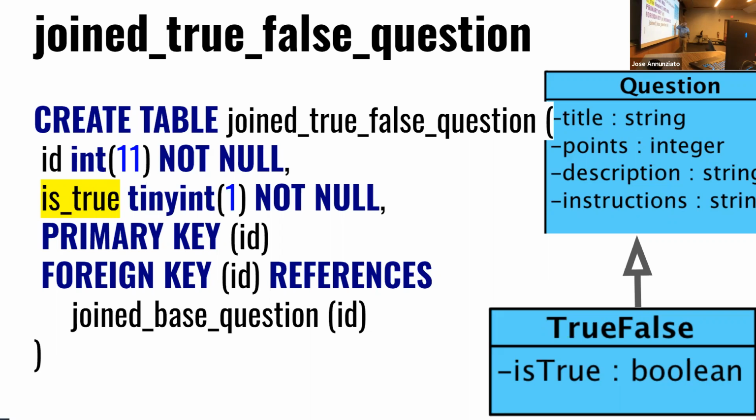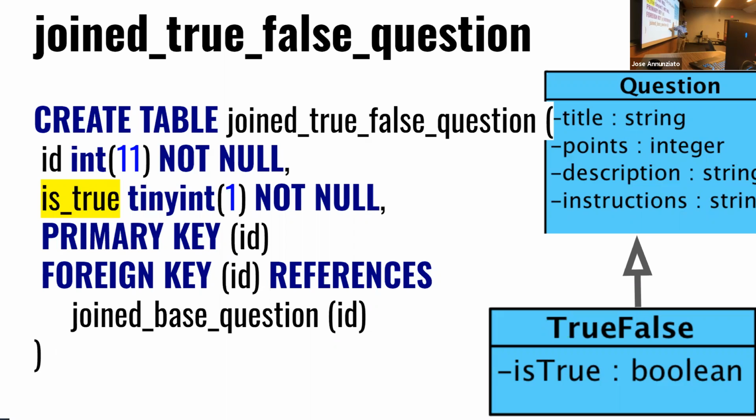Yes, and we declare our ID just like in the base class. It is a primary key, but not only is it a primary key, it's also a foreign key to the base class. So there's a one-to-one relationship. And we might even put in here, which I didn't, a cascade delete.